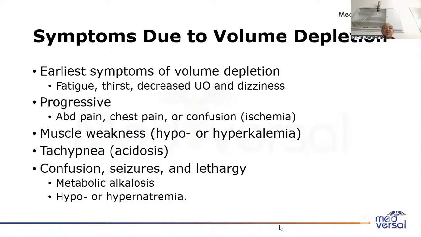Patient may also develop muscle weakness because of hypo or hyperkalemia. Patient will have tachypnea because of acidosis, confusion, seizures, and lethargy. Patient may also have metabolic alkalosis and hypo or hypernatremia.